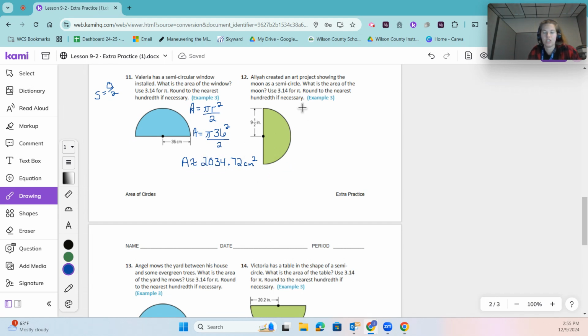Let's try one more just like it. Aaliyah created an art project showing the moon as a semicircle. What is the area of the moon? Use 3.14 for pi, round to the nearest hundredth if necessary. So they give us radius. So again, area equals pi times the radius squared, again divided by 2 because we're talking about semicircles. So area equals pi times 9.5 squared divided by 2.